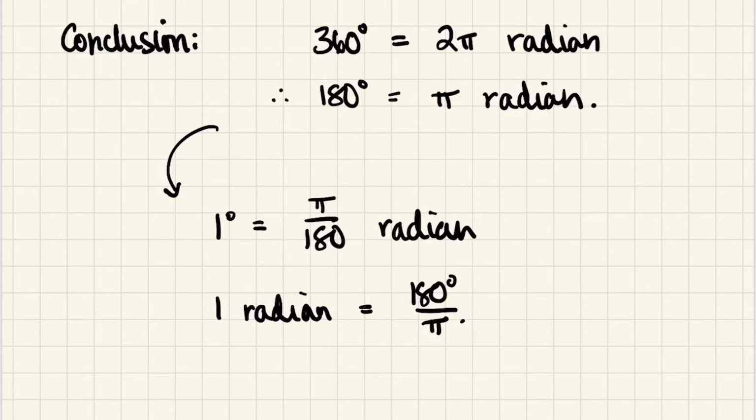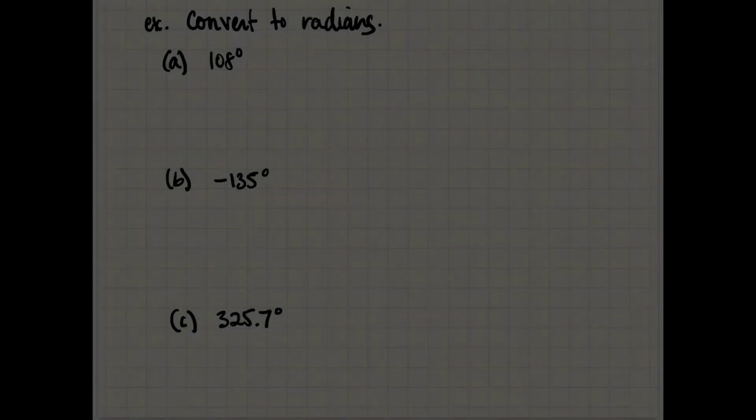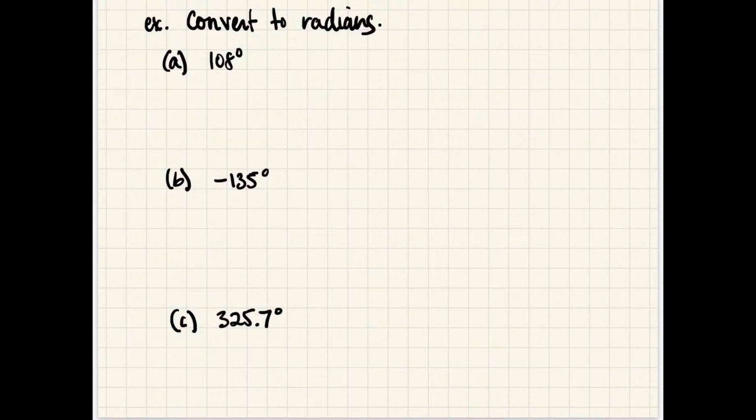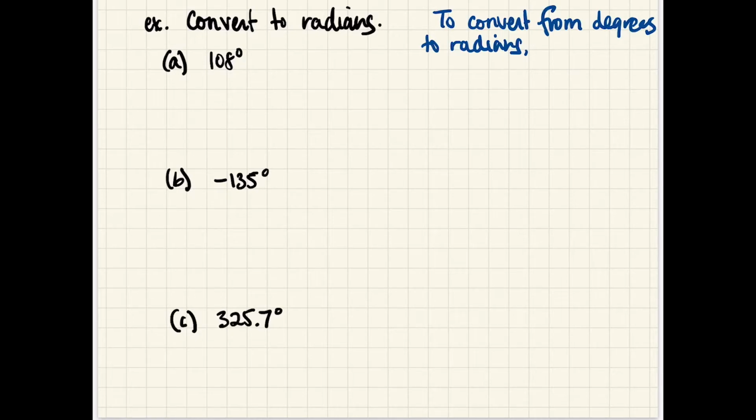Now let's do some examples. Okay, here we have 3 angles that are given in degrees, and let's convert them to radians. So to convert from degrees to radians, we're going to multiply by pi over 180.